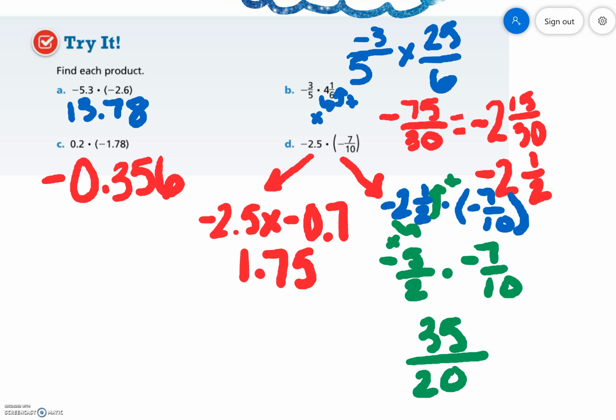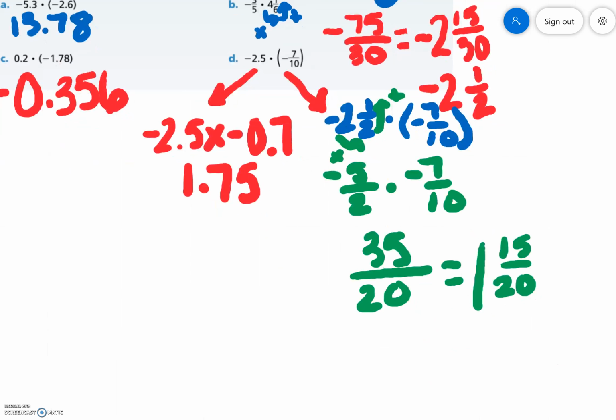I know 20 goes into 35 once. So it's going to be 1 with 15 left over. I know 15 and 20 are both divisible by 5. So that gives me 1 and, if I divide by 5, 3/4. Perfect. These answers match because 1 and 3/4 is the same thing as 1.75. 3/4, 75 cents.